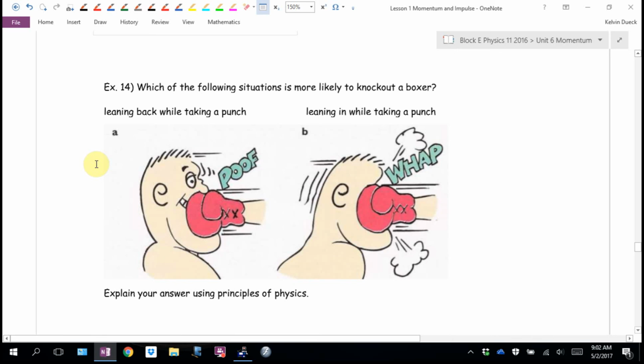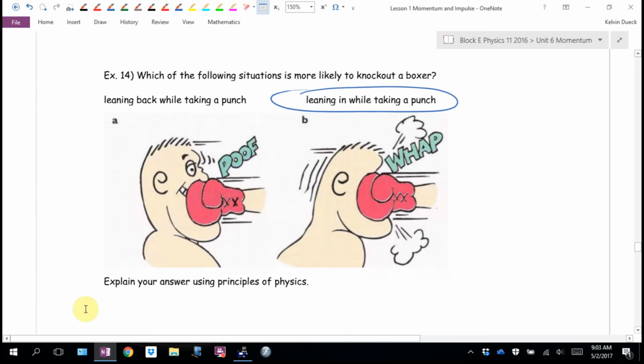Which of the following situations is more likely to knock out a boxer? Leaning back while taking a punch or leaning in while taking a punch? Convince me. Now, you probably know the answer. It's the why that we want to talk about. What do you think? Leaning in. In fact, if you're a boxer and you catch the guy leaning in, that's what you want. The real question is, why? Because he's decreasing the time.